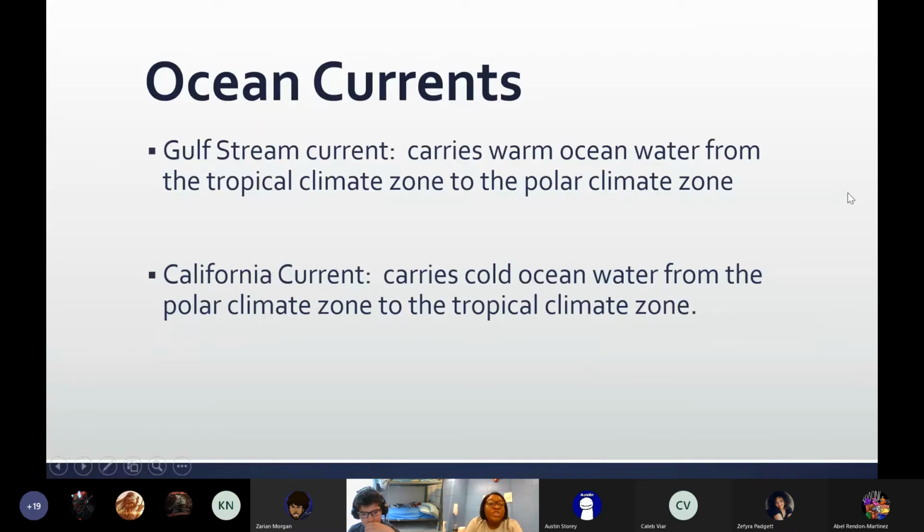Okay, so we should be writing down the Gulf Stream current and the California current. It may do well for you to underline the Gulf Stream current in red and underline the California current in blue.